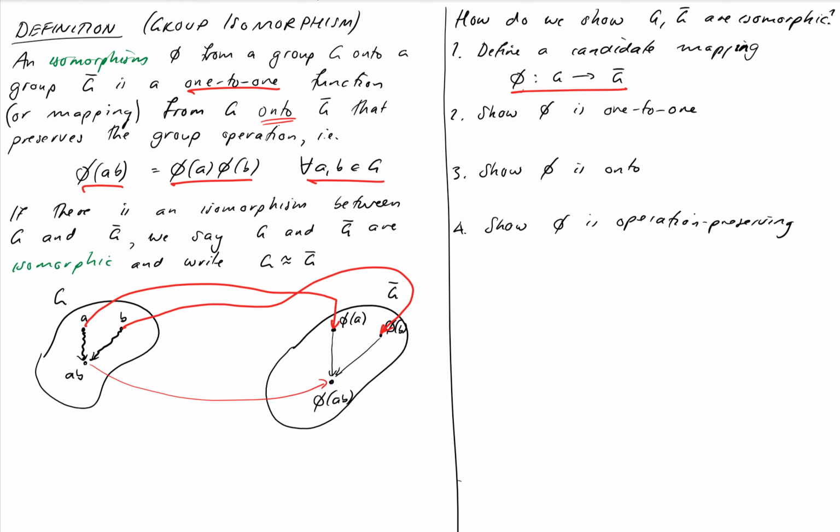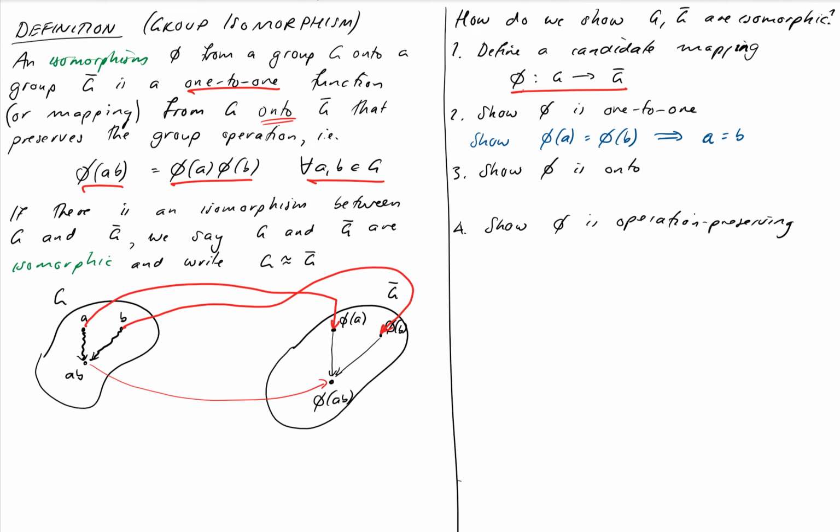Once we have ourselves a phi, we then need to show that our mapping phi is one-to-one. What that means is we need to show that if phi of a is equal to phi of b, then the only way this is possible is if a equals b. So we're showing there's no way that we can have two different elements in G mapping to the same element in G bar.